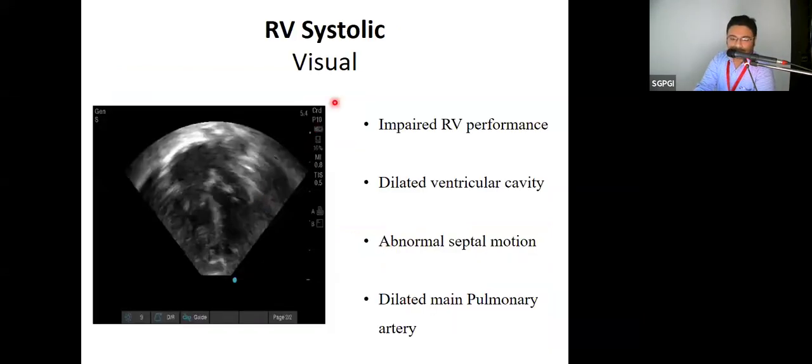So this is the visual. This is the right ventricle. This is the right ventricular systolic measurement. Here we have to see whether the RV is visually contracting or not, whether the ventricular cavity is dilated, is there any abnormal septal motion, or is there a dilated pulmonary artery. These things we have to see visually.